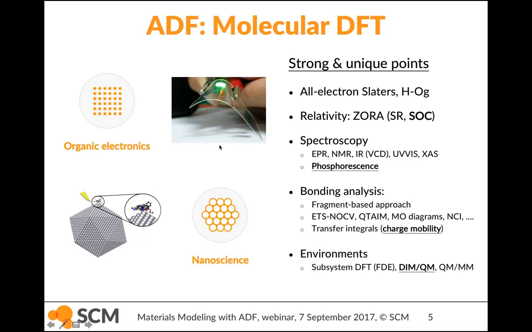Also of relevance for organic electronics is how the electrons move, and there are some features in ADF which are useful for that, in particular transfer integrals. So that's one aspect that I'll discuss today. And then also in terms of spectroscopic properties, ADF has been used a lot to understand the optical properties of nanoparticles as well as molecules sitting on nanoparticles. So I'll discuss a little bit of what's possible in ADF and what has been done in ADF as well.